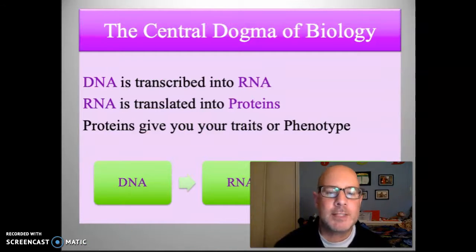So, central dogma in biology, or one of the central themes in biology, is that DNA is a nucleic acid that provides a code that tells our body which proteins to make. That DNA is going to get converted into RNA, then that RNA is going to get translated into a protein.